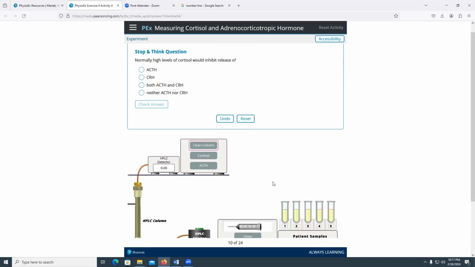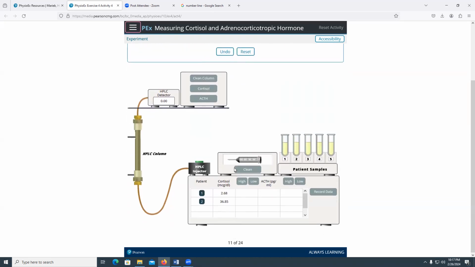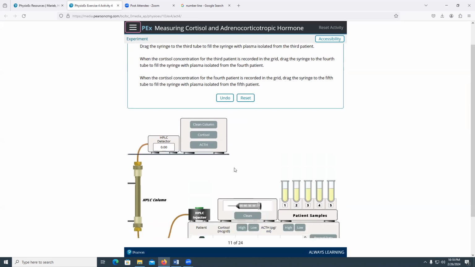Normally, high levels of cortisol would inhibit the release of, so cortisol is the product, so it will inhibit ACTH and CRH. Check my answer. The procedure for the remaining samples will be completed automatically. Drag the syringe to the third tube.